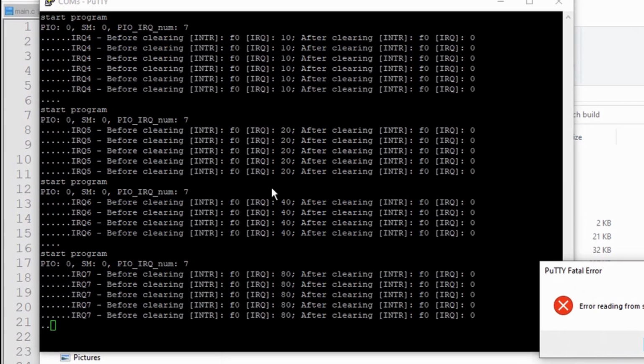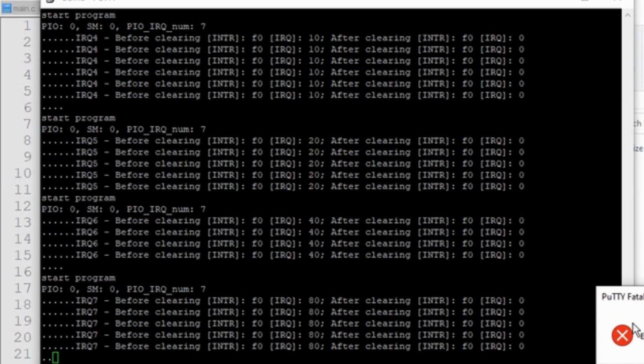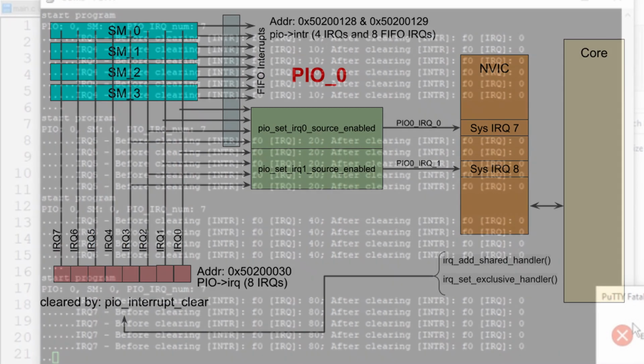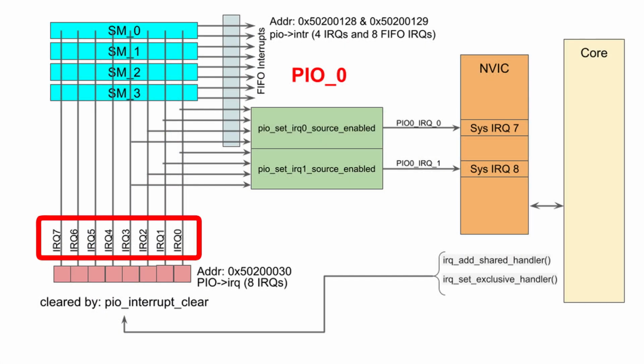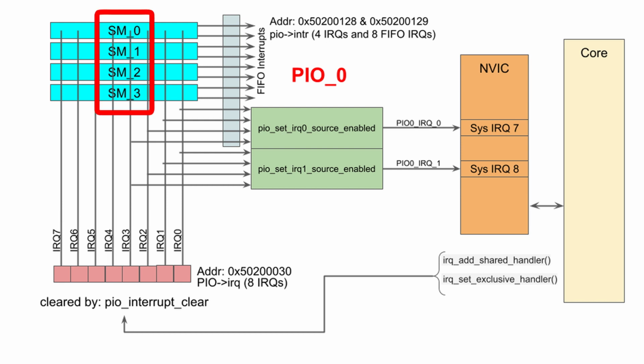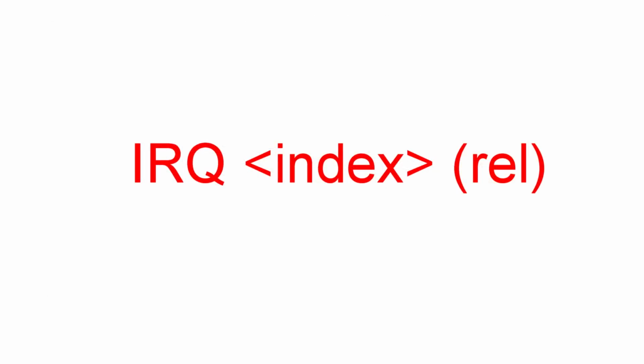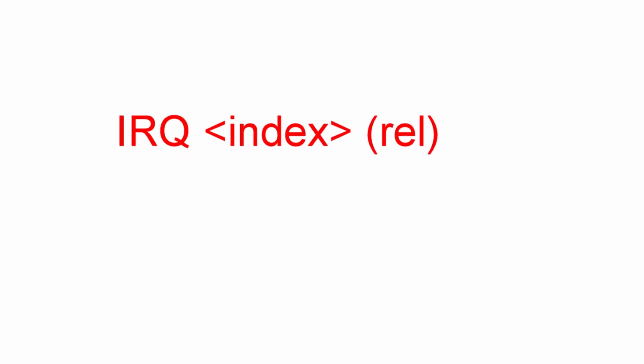The results are as expected. The IRQ register shows the state machine interrupts 4 through 7, and the INTR register does not. Okay, we've triggered all the interrupts on one state machine. Can we run all the state machines and determine which one set an interrupt? Yes, we can, using the relative mode of the state machine interrupts.